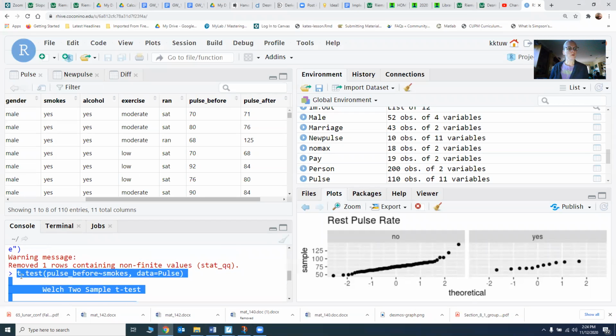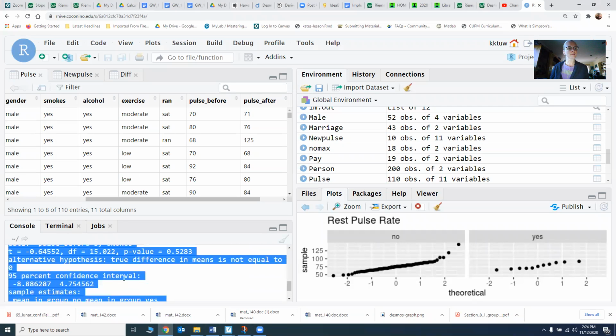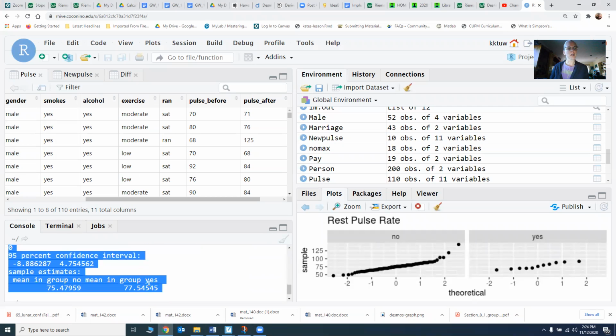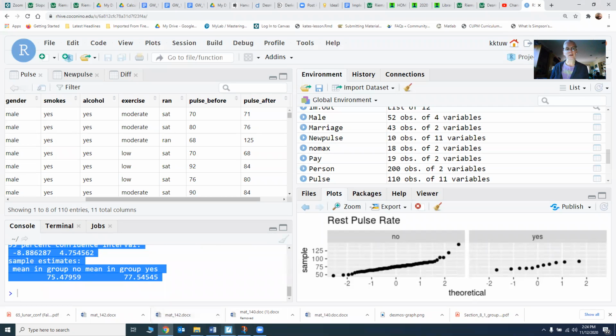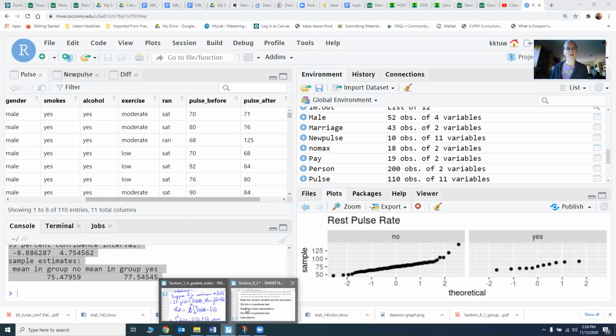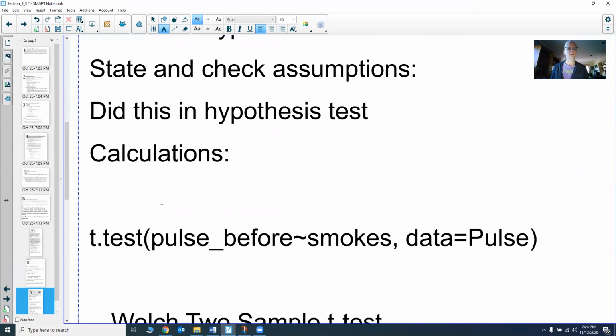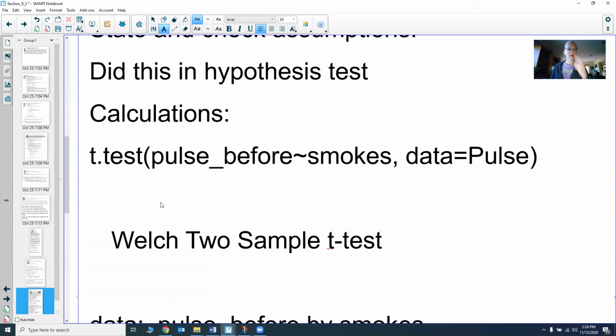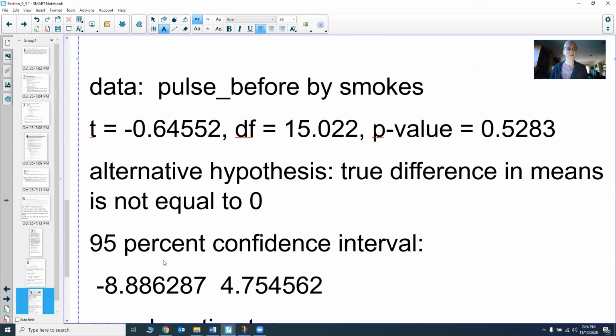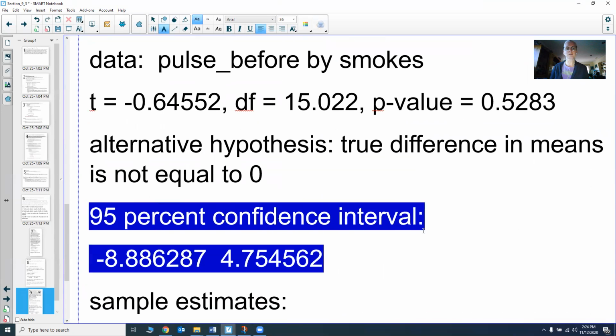We did a t.test, pulse before with factor of smokes, and our data was pulse. We didn't say alternative equal, so it was a not equal to. And it even says 95% confidence interval here. So we actually already had it. We don't need to go calculate it again. We can just go and put in what we already calculated. So we already have those. And again, you can see right here, it tells you a 95% confidence interval. And there's the interval, negative 8.8 to 4.75.